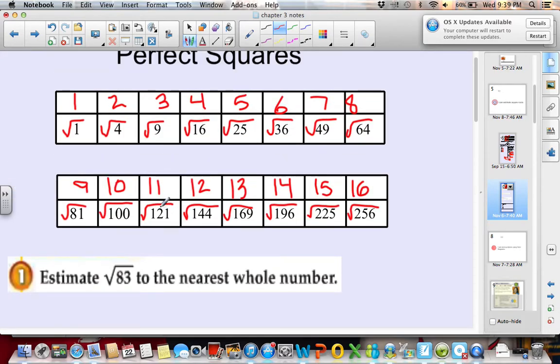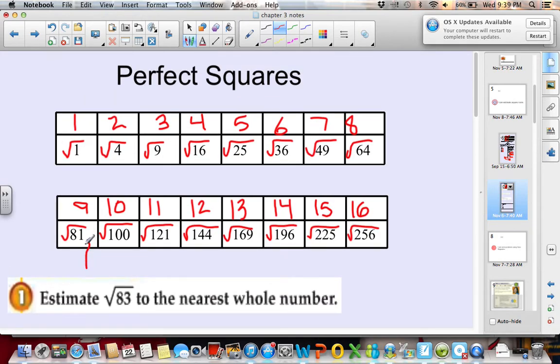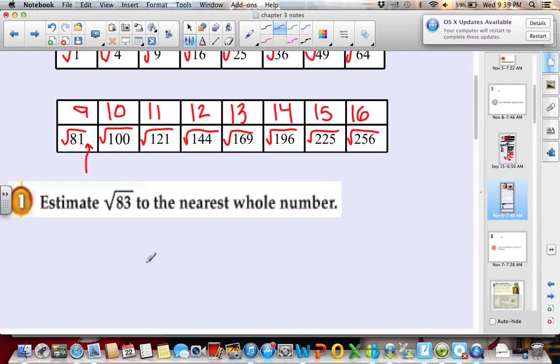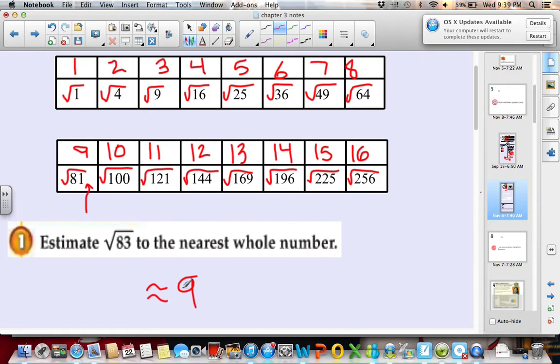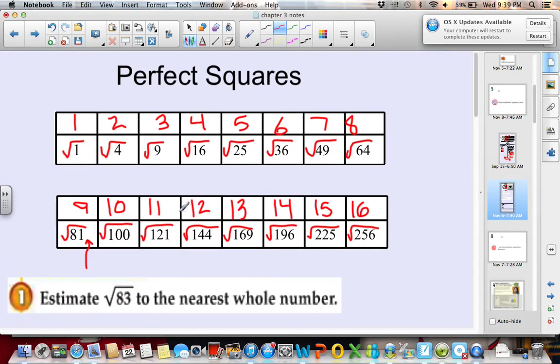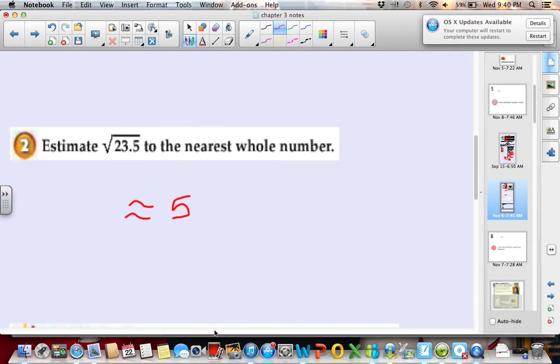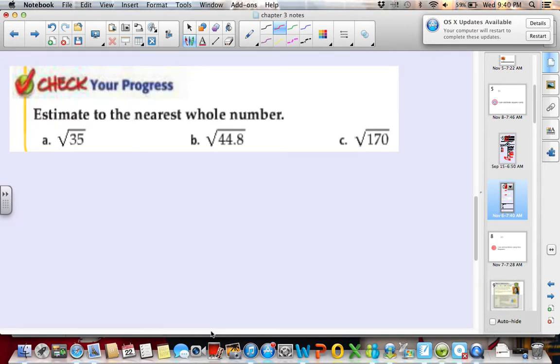I know the square root of 83 is really close to the square root of 81. It's about right here. So it is very close to 9. Approximately 9 would be our answer. Square root of 23.5. 23.5 is really close to 25. So if I'm rounding to the nearest whole number, it's going to be approximately 5. And then 3 more and then we're done.